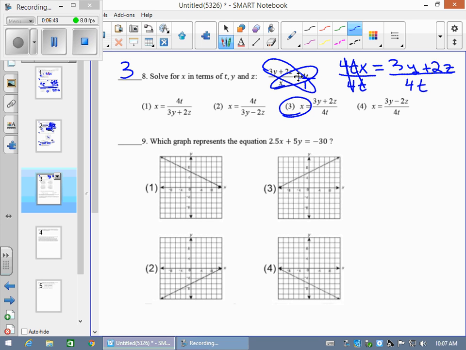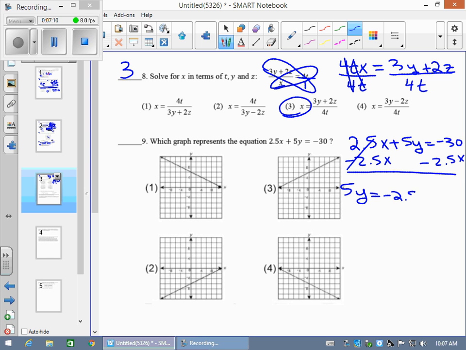Question number 9. In order to see which graph represents the equation, you would have to take the equation and put it into slope intercept form. So I'm going to subtract 2.5x. 5y equals negative 2.5x. And then divide by 5. So I get y equals negative one half x minus 6, if you wanted to express the equation using fractions.